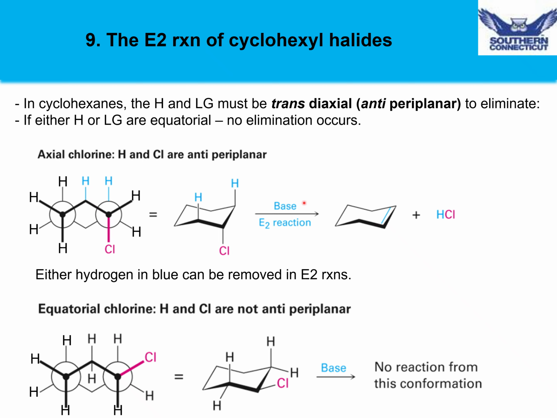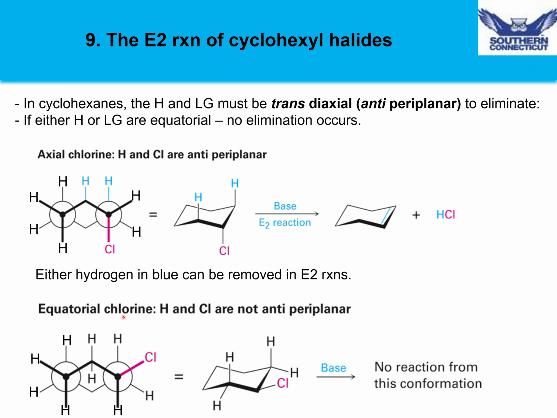We could do the same thing with base removing this hydrogen and form a double bond there. Now, because there are no substituents on this cyclohexane or cyclohexene, the double bond being here is the same as the double bond being there.